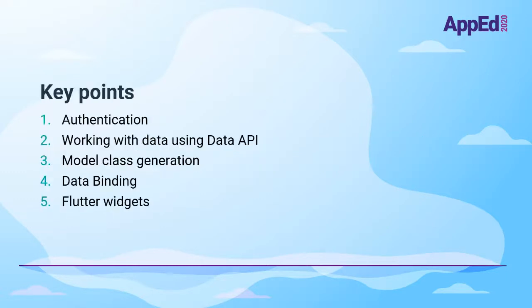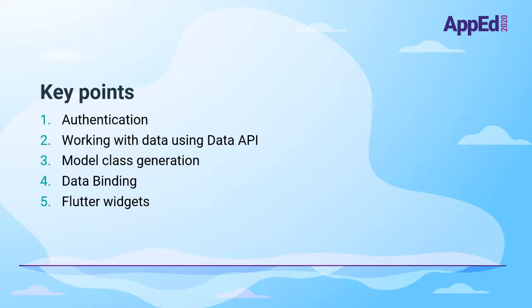The key points we are covering today are authentication, how it is done in Flutter, and what the Flutter team has to offer to help you with that. How do we work with data using the data API, and also what is there to help you. We utilize model class generation, so you can get an automated generation of a Dart model class from your view, and then you can utilize a fully typed experience on your columns as parameters.